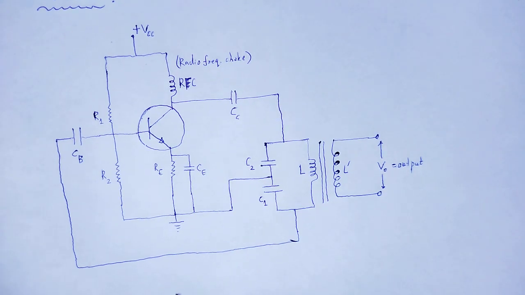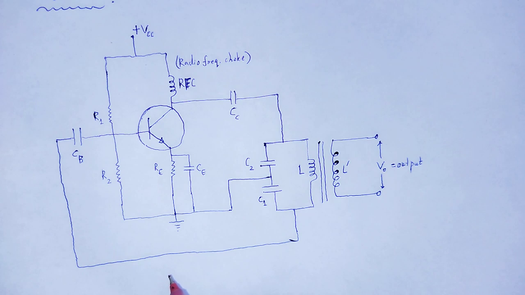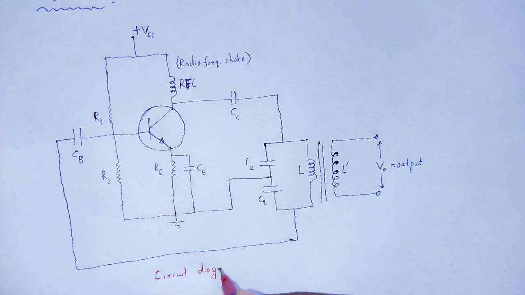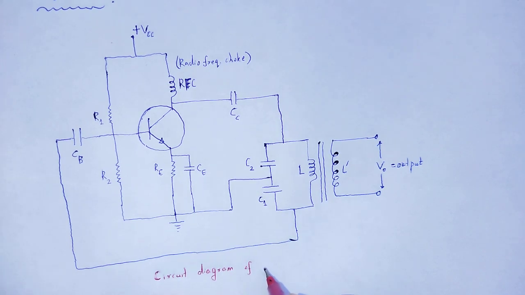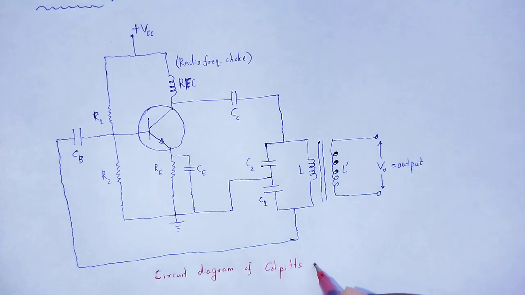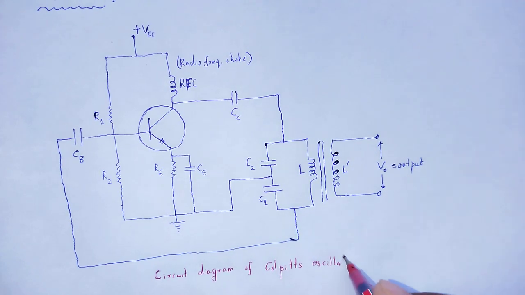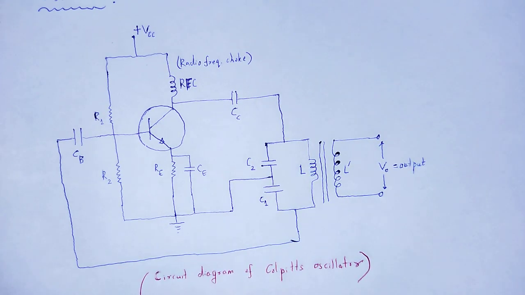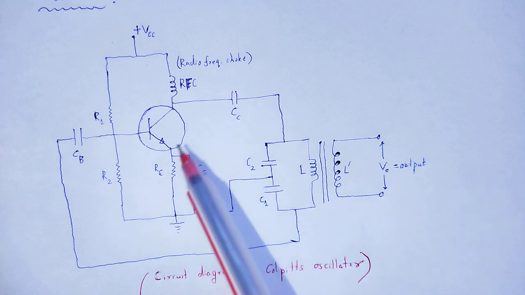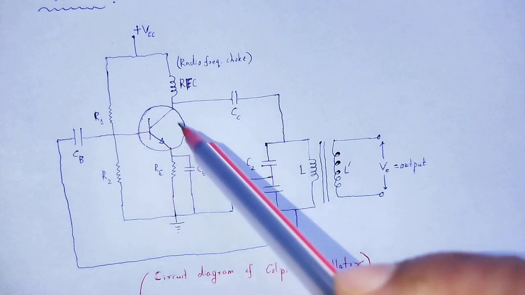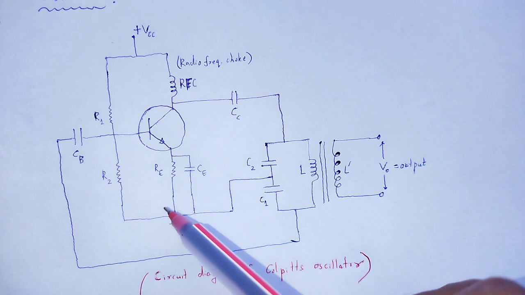The construction of Colpitts oscillator. Circuit diagram of Colpitts oscillator. Oscillator is a combination of amplifier plus feedback network. That one is the amplifier, NPN transistor with common emitter mode.